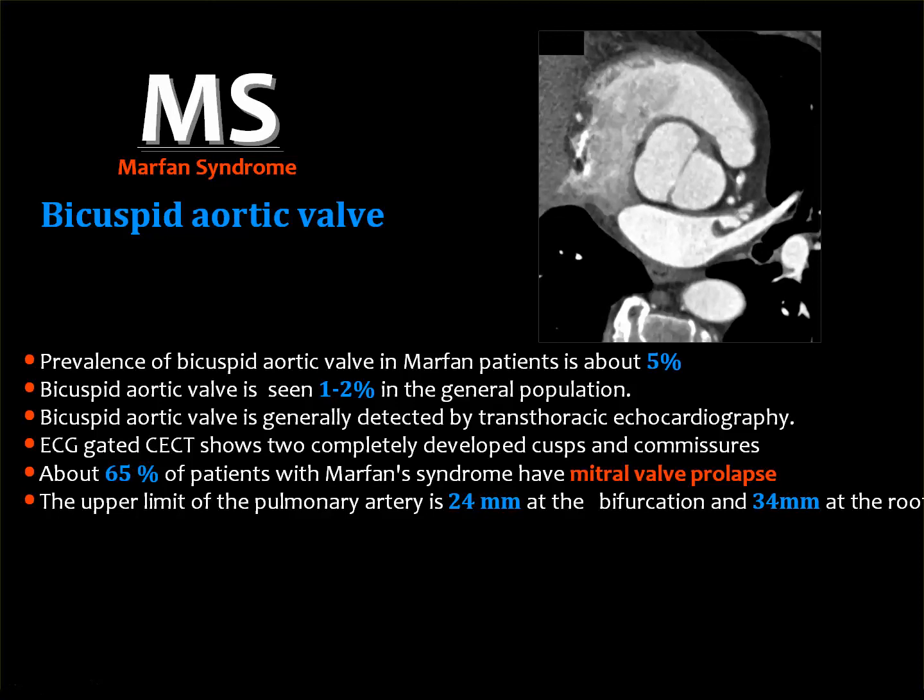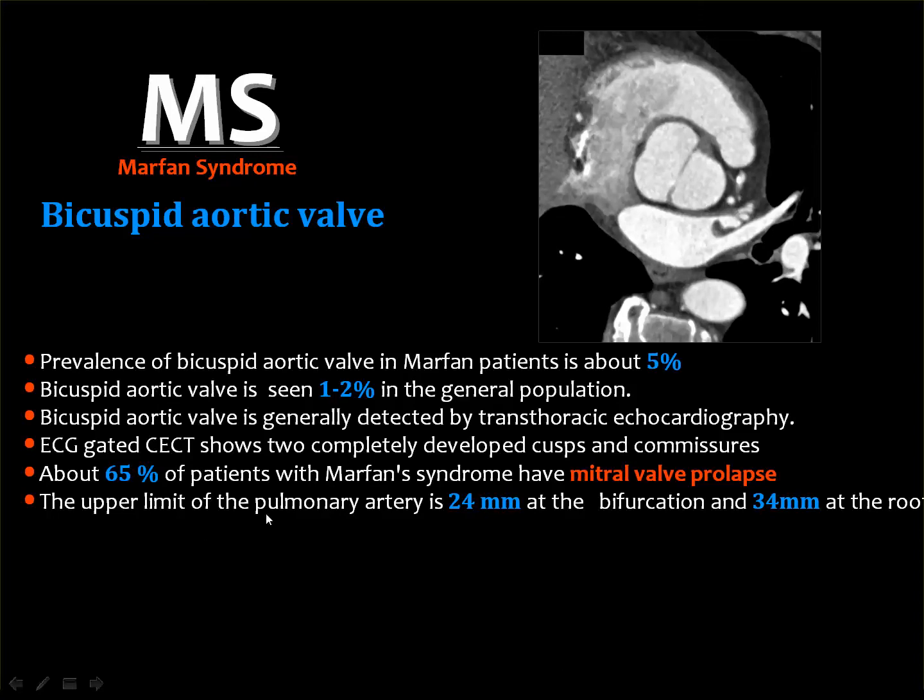Bicuspid aortic valve is one of the criteria of Marfan syndrome, and it is seen in about 5% of the cases, while in the general population it is seen in about 2% of the cases. And this bicuspid aortic valve is seen by echocardiography, and also you may have the contrast enhanced CT, as you can see here with nice demonstration of the site of the valve.